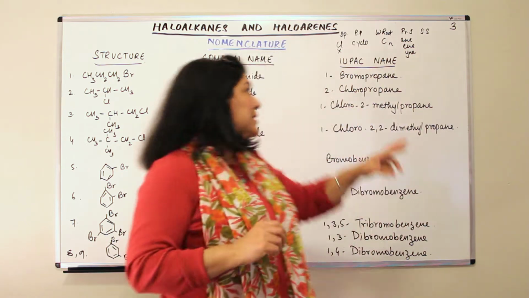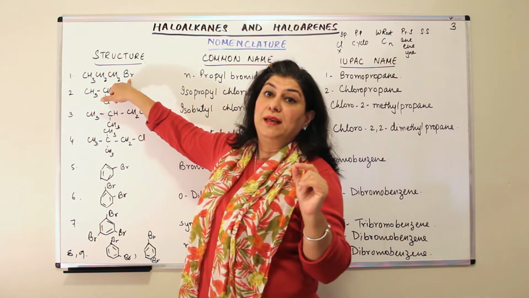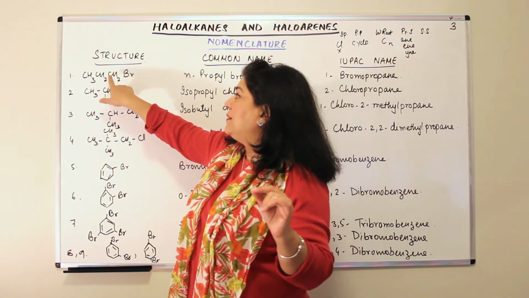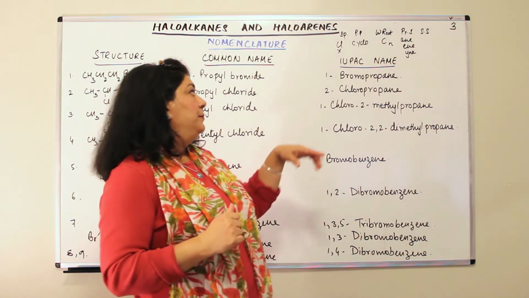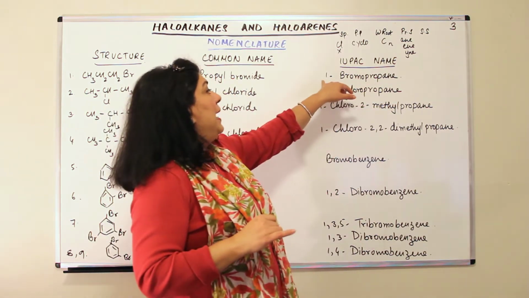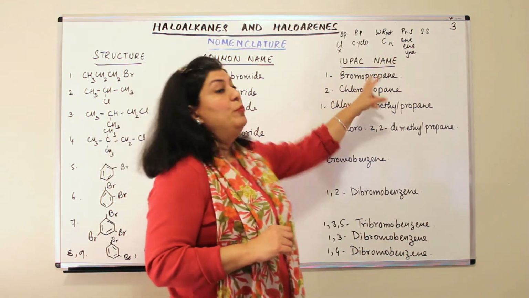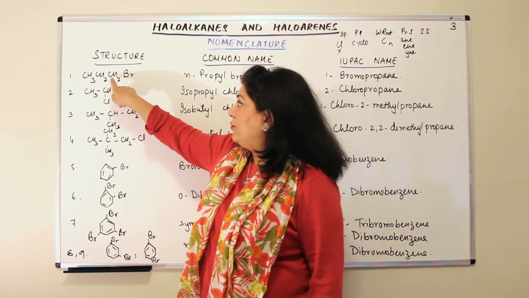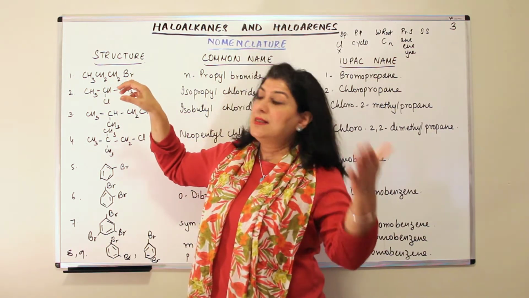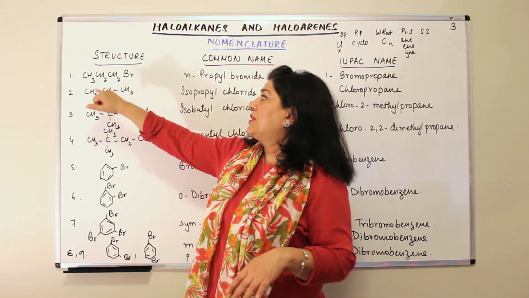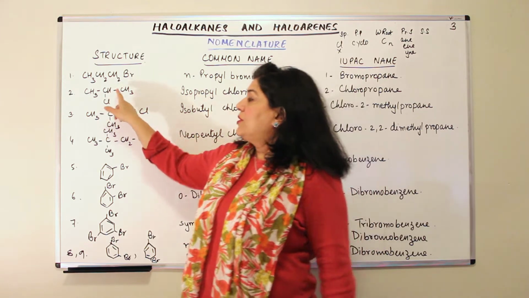So the name of this compound would become, now where is the bromine atom attached? The bromine atom is attached to the first carbon. So according to the lowest locant rule, the IUPAC name of this compound would be 1-bromopropane. The bromo is attached to the first carbon, it is prop, and it is an ane because it is saturated. So the name of this compound becomes 1-bromopropane. Come to the second compound now.